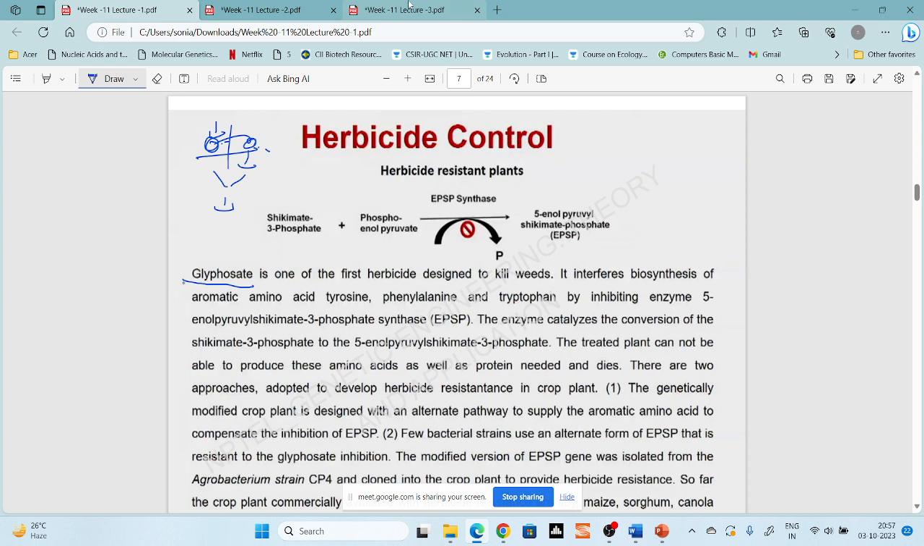The strategy can be anything. Either you are making it resistant to the glyphosate inhibition, as in the second point, where a few bacterial strains use an alternative form of EPSPS that is resistant to glyphosate inhibition, or if you're not able to make it resistant to glyphosate inhibition, you are using some other strategy that overcomes the glyphosate inhibition. Could you understand?